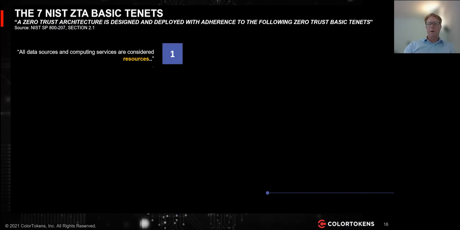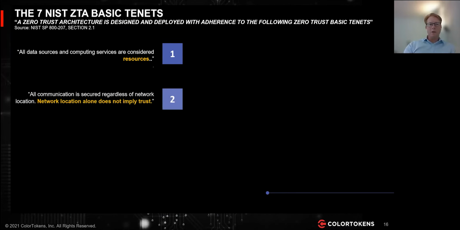Then after the three approaches that we will combine, NIST have the 7 basic tenets, and that will combine the zero trust architecture and principles. It's quite common sense. It's something that we have already covered. It's just put here very clearly by NIST, and it's taken as a quote here from the document, as you would see it in section 2.1. It's very easy to pick up. Here it's about the focus on the resources. All data sources and computing services are considered resources. Also, network location alone does not imply trust. All communication must be secured regardless of the network location.